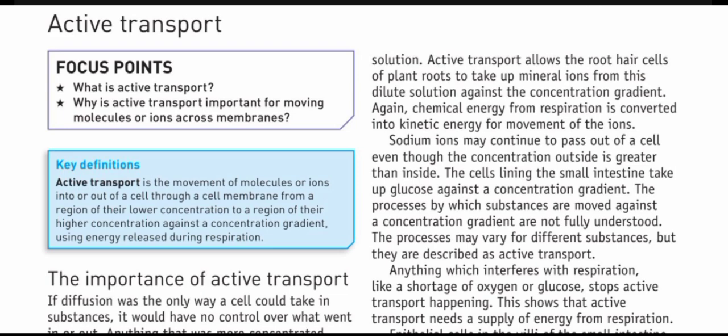Now we summarize today's lecture. In this lecture we discussed the definition of active transport, movement against the concentration gradient, why diffusion is not enough, the role of the cell membrane, the root hair cell example, and the energy from respiration. In the next video, we will discuss more examples and controlled diffusion.